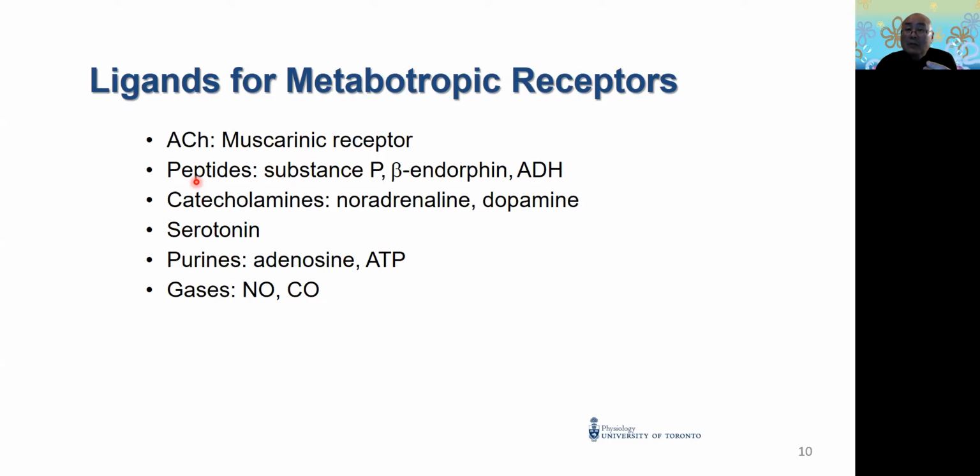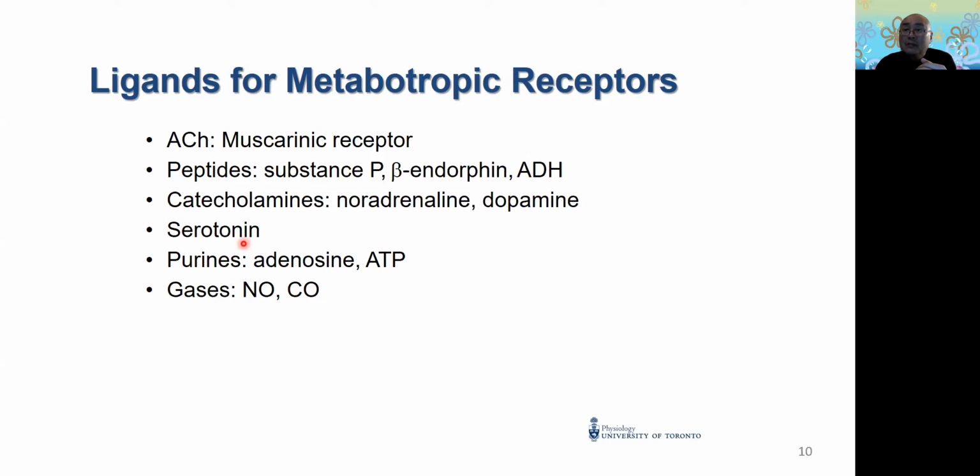These metabotropic receptors have a wide variety of ligands. So things like peptides can also bind, things like substance P, which is a neurotransmitter, beta endorphins, which hopefully we'll have time to talk about when we get into some cool things within the nervous system, antidiuretic hormone or ADH. We also have catecholamines, which will activate metabotropic receptors, things like noradrenaline, so the beta-adrenergic receptor that I just showed you. Dopamine is a classic example of a metabotropic receptor, and it is also characterized as a catecholamine.